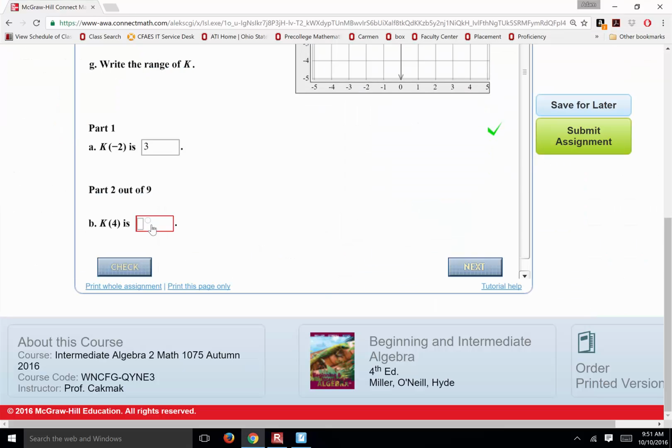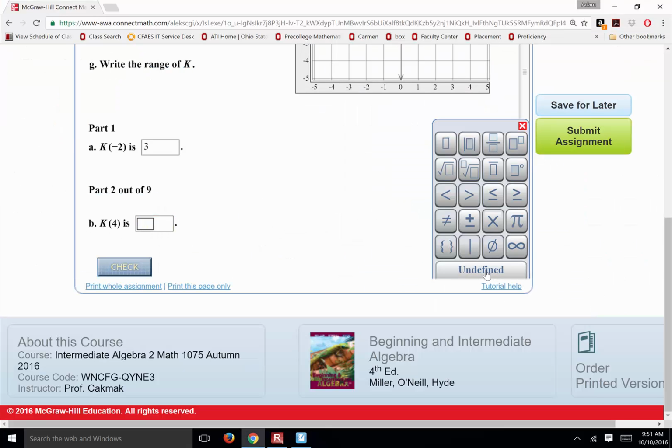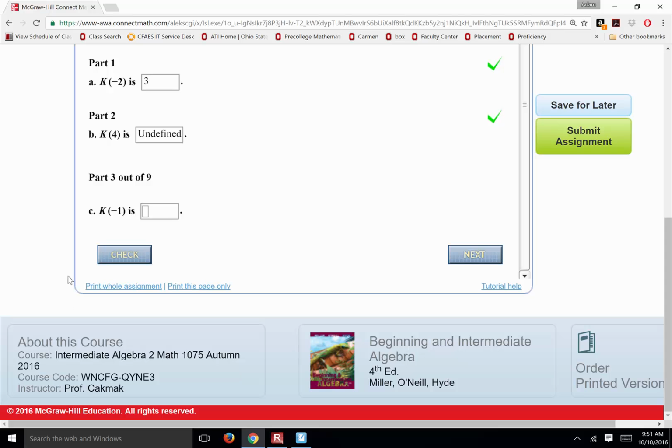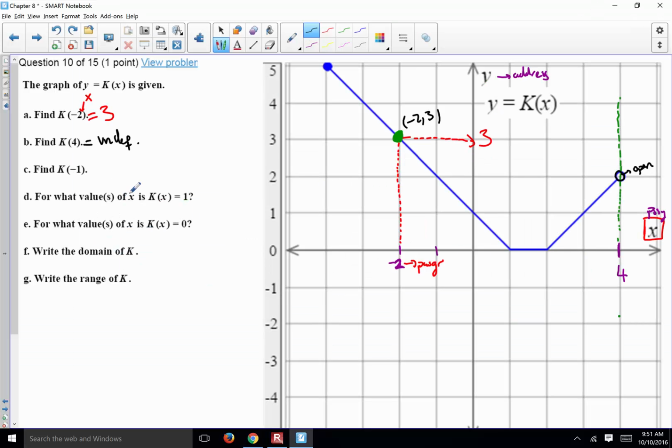So what do you choose here? There's a bottom for this: undefined. That's what you go with. Next passenger, minus 1. Where is minus 1? Here is minus 1. Go hit the bus. This is the contact. You're riding on the bus, and where do you go? You just need to read the y coordinate of this point, which is 2.